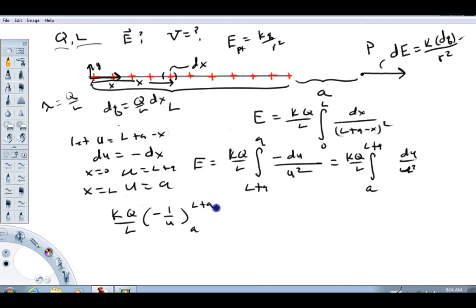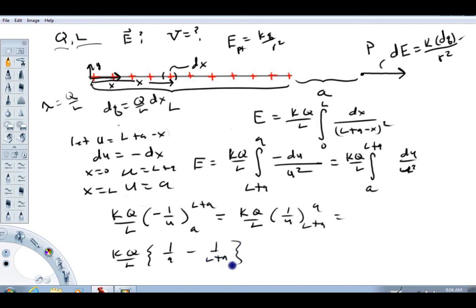Okay. And believe it or not, we can actually absorb this again. Let's see, kq over L. How about we write this 1 over u evaluated from L plus A to A, which is going to be KQ over L times the quantity, 1 over A minus 1 over L plus A. And there's our expression for the electric field.